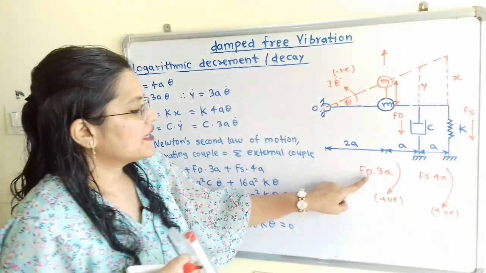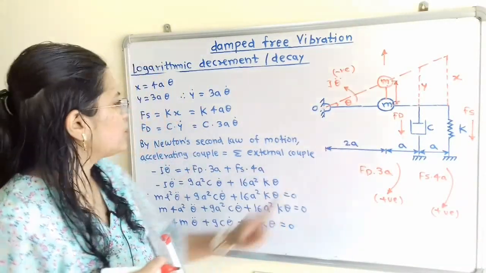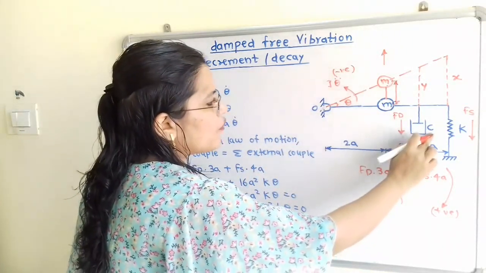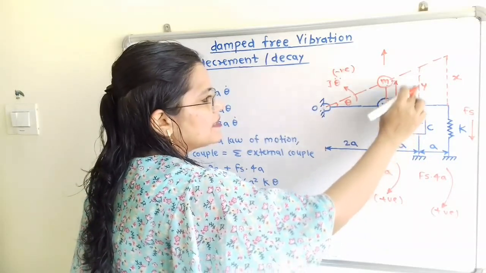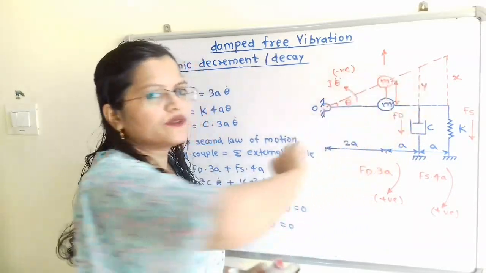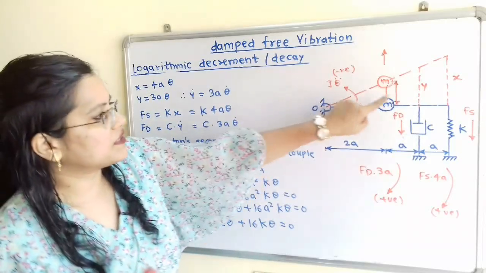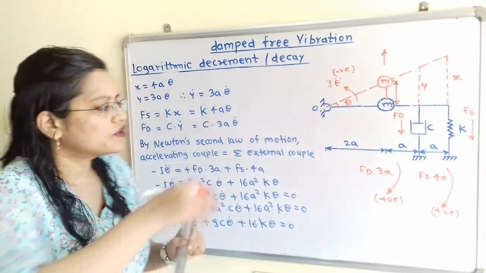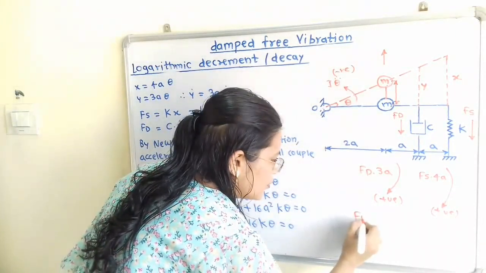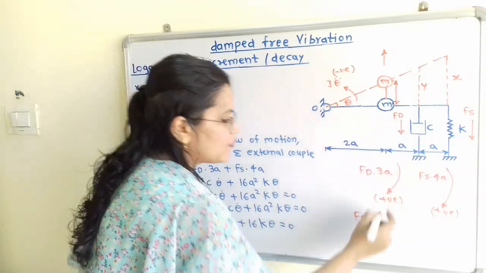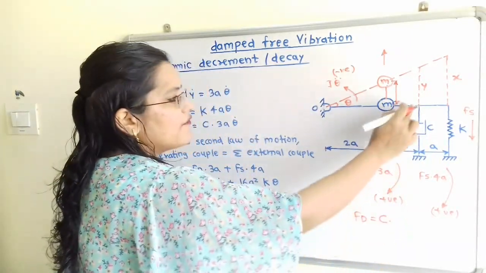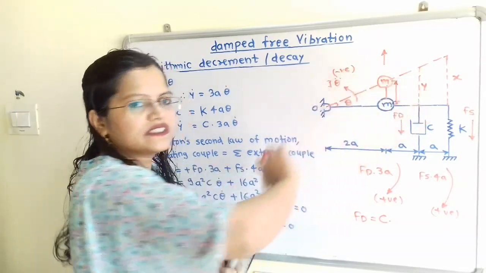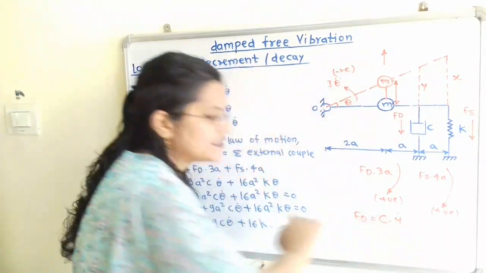Now what is this damping force Fd? We know that the damping force Fd is nothing but the damping coefficient multiplied by the velocity of the displacement. If the displacement is y, then the velocity is y dot. So Fd is equal to the damping coefficient c multiplied by velocity. As per the diagram we have considered the displacement as y, so we have to consider y dot.